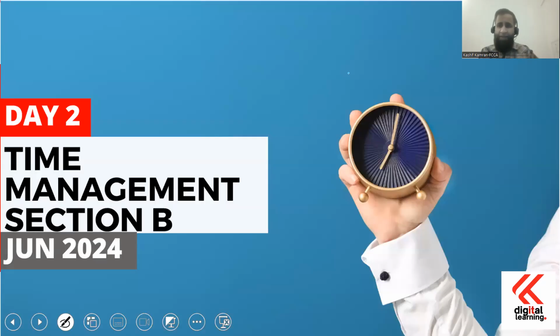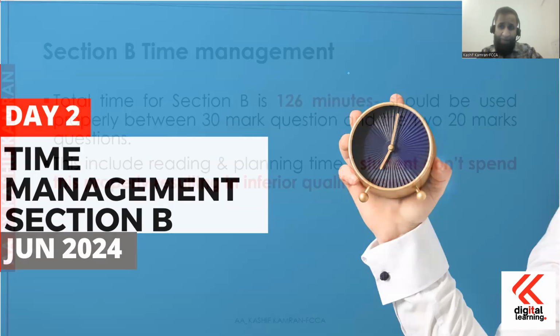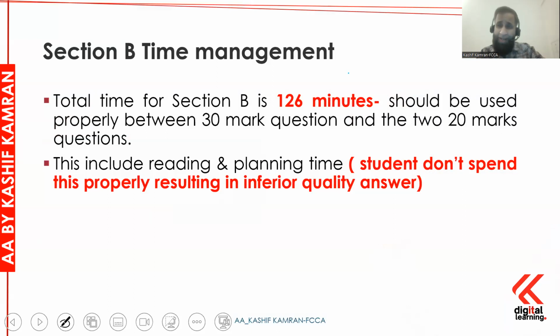Okay, finally, time management for section B. We saw the time management for section A. Let's see the time management for section B. 54 minutes, right, we had for section A. So how much for section B? Total time for section B is 126 minutes. Should be used properly between the 30 marks question and the 20 marks questions. This includes the reading and planning time.